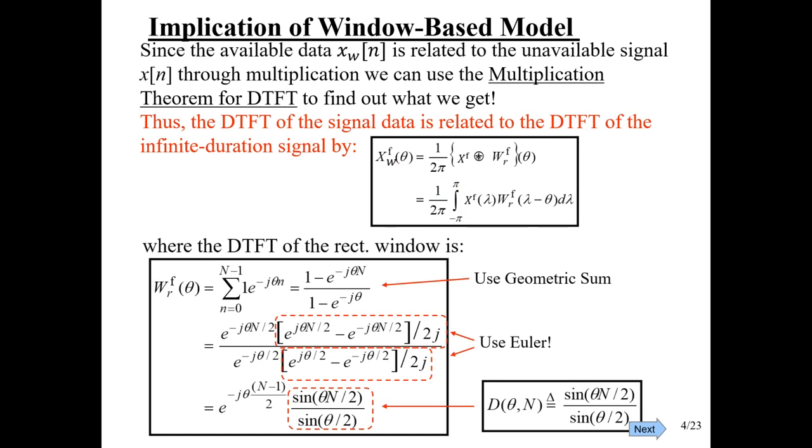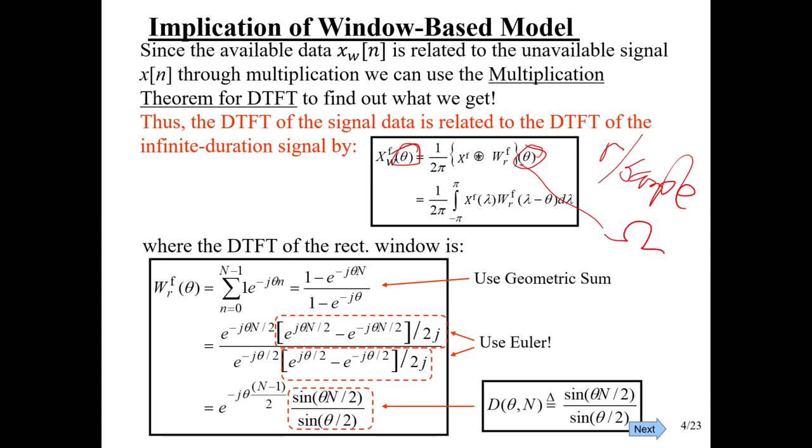So what does this thing look like? What does this rectangular window's DTFT look like? And I should point out, I'm using theta here as our discrete time frequency. So that's in radians per sample. In previous notes and in subsequent notes, I will, instead of theta, use omega.